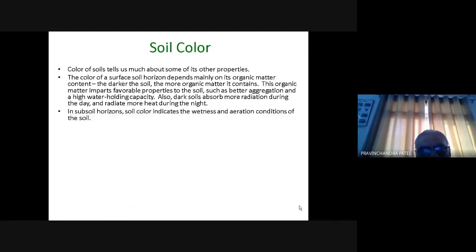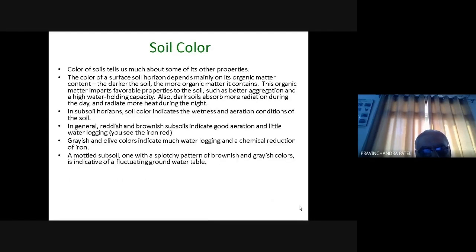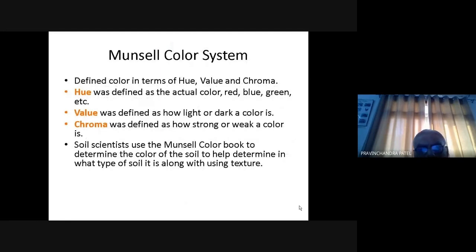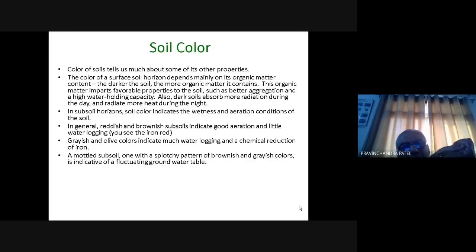And I think it is the last one, soil color. So you know that when we find the black color or brown color of the soil, then that soil is more fertile. So clay soil, also known as black soil, because it contains more particles of clay, is a fertile soil. So the color of the soil tells us much about some of its other properties.